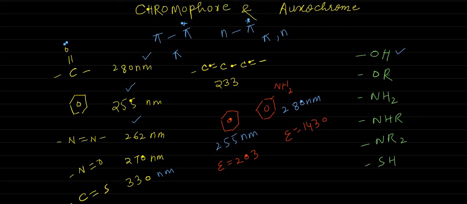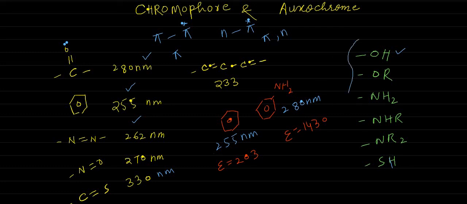Similarly, O with an alkyl group, an alkoxy group, methoxy or ethoxy. Similar condition, R is replaced with H. We have amines, and secondary and tertiary amines as well. And we have SH or thiol group.